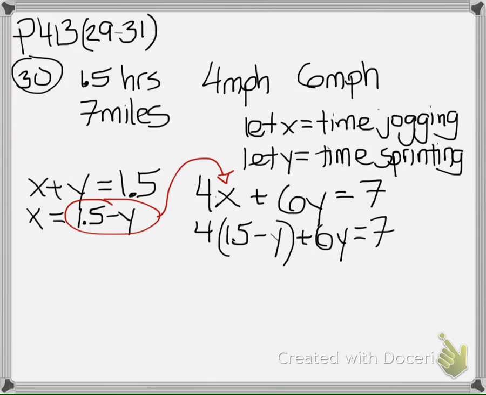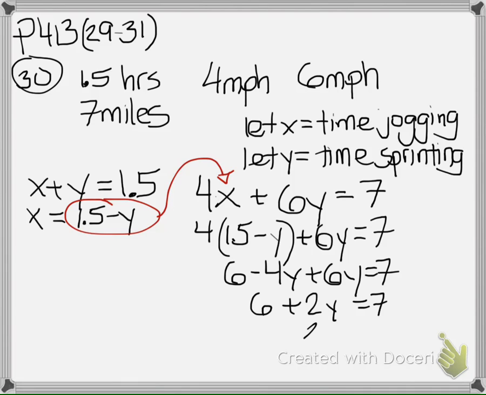4 times 1.5 is 6. Now my decimal disappeared. Combine some like terms. 6 minus 4y plus 6y is positive 2y. Subtract 6. So y is 1/2. So it looks like overall I ran for 1/2 of an hour.